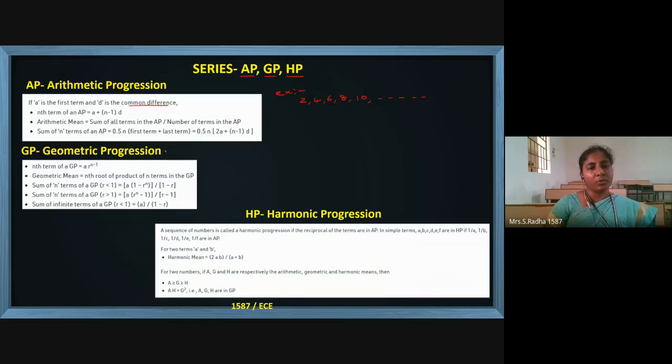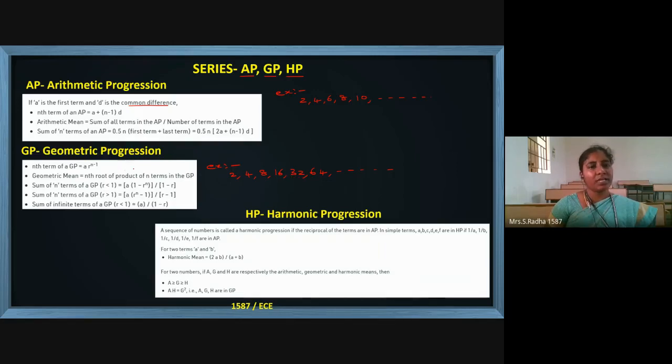Coming to geometric progression, if you take an example, it will be 2, 4, 4 into 2, 8, 8 into 2, 16, 16 into 2, 32, 32 into 2, 64. I am taking a very easy series so that you will understand. The multiplication factor will be the same. Any two consecutive numbers, any two successive numbers, the multiplication factor, the ratio, will be the same. Second number by first number, the ratio will be the same.